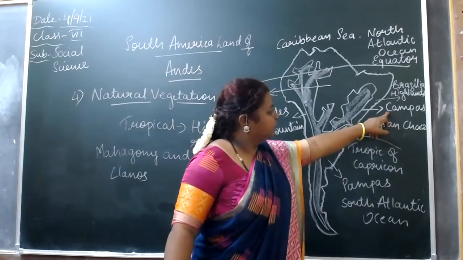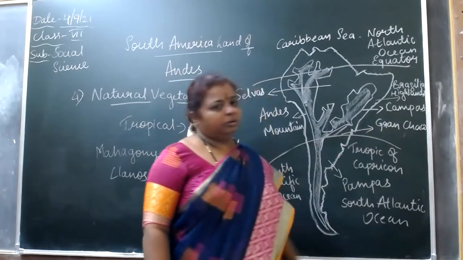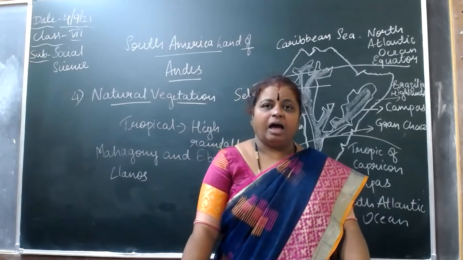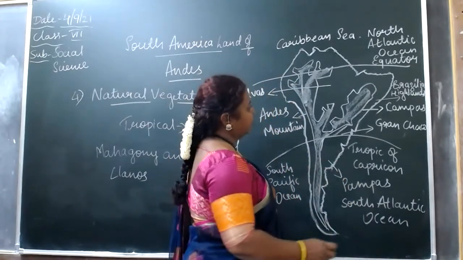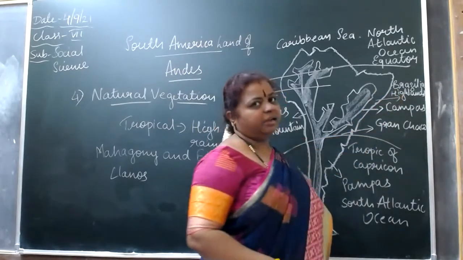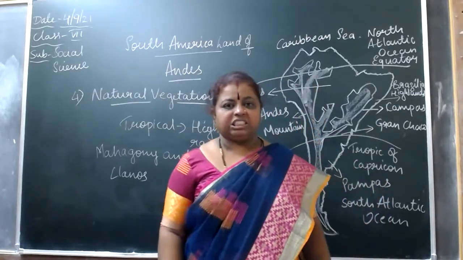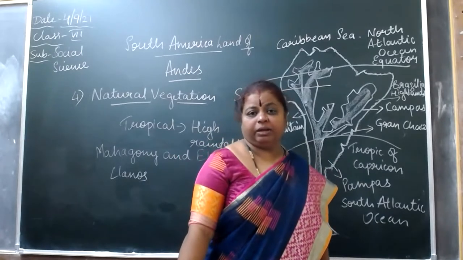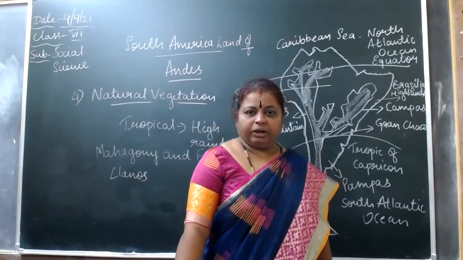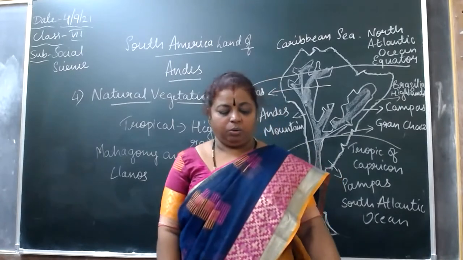Here, you can see the east part of South America. You can go over there to the Brazilian highlands. Where are the Brazilian highlands, children? Here it is, in the eastern part. We will get campos over there. In the highlands of the southeastern coast of Brazil, there is a tropical deciduous forest.